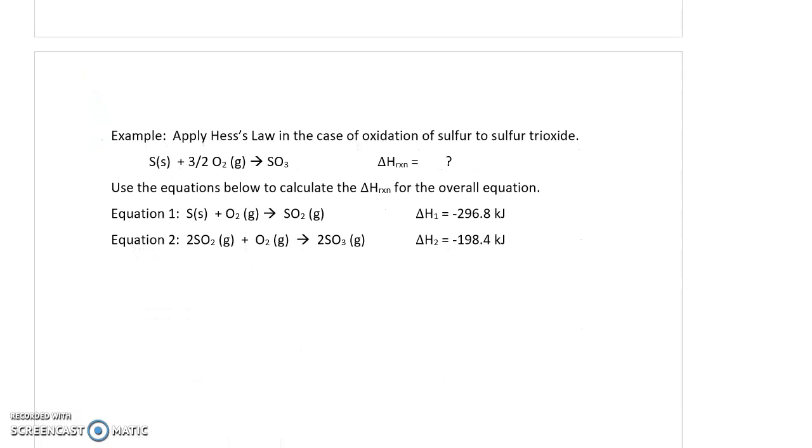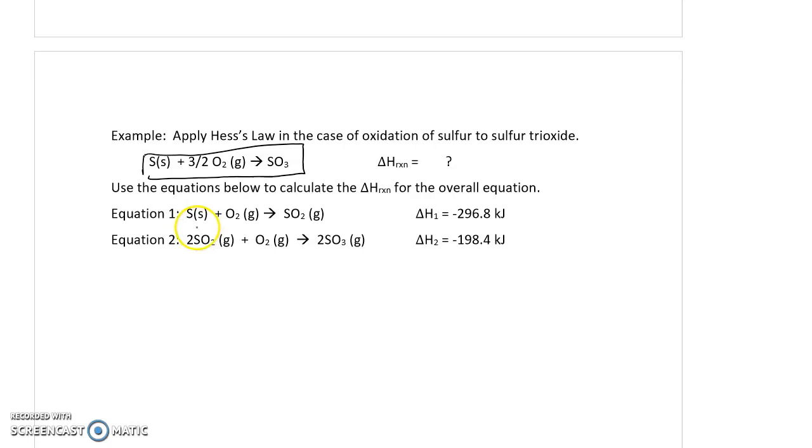So now let's apply that, since that's the idea, let's apply it to an example. So we have our Hess's law problem here, and we're going to look at the oxidation of sulfur to sulfur trioxide. And we're going to use the equations below to calculate our delta H. So this is what we're going for. This is our net. And we need to manipulate equation 1 and equation 2 to look like that overall net. So what did we notice about this?